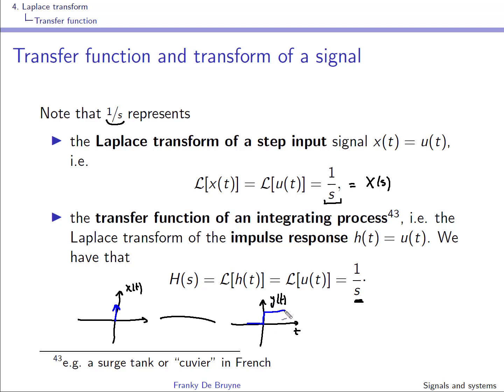So such a system is called an integrating system. It's kind of obvious. Why? Because the unit step is the integral of the Dirac impulse. We have seen this at the start of the course. So you all know an example of an integrating process, and it's given here in French, Cuvier.